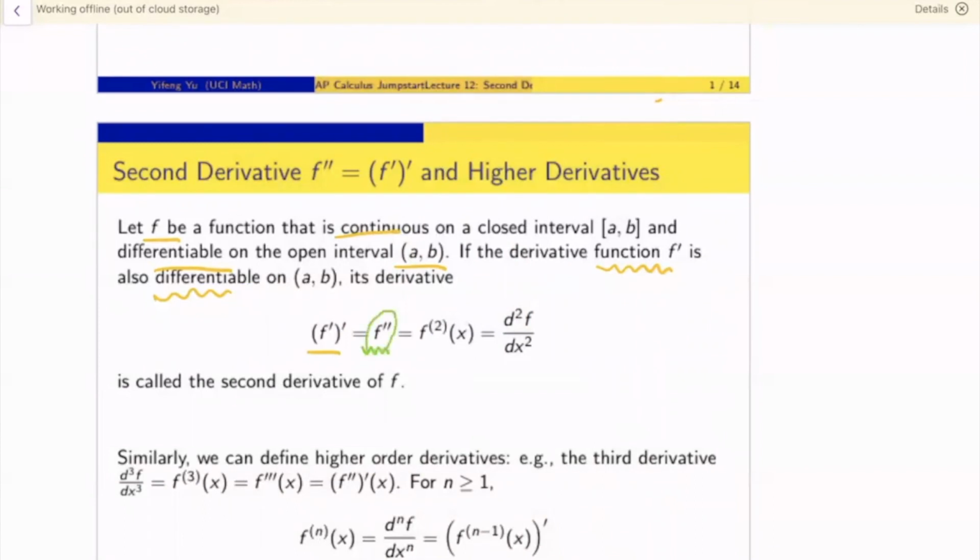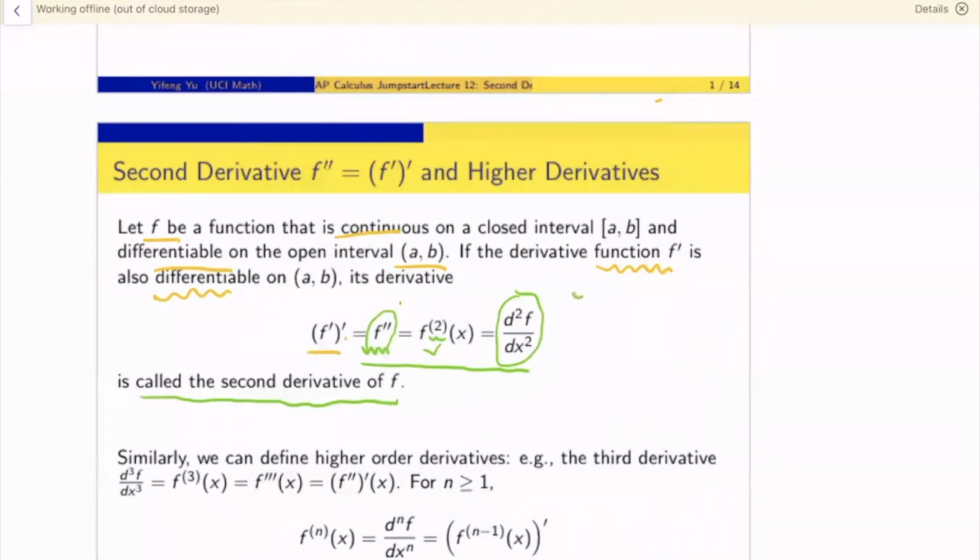This is how we represent the second derivative. We can use the double prime, or we can put a 2 in brackets, or we can write things like this. So these are three different ways to represent the same thing, the second derivative of a function. So what's the second derivative? The second derivative is the derivative of the first derivative.